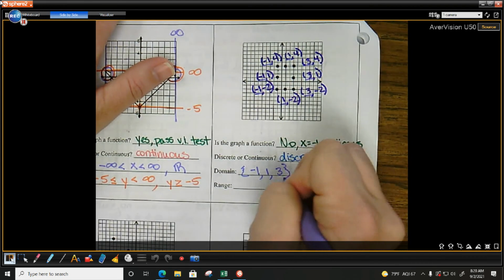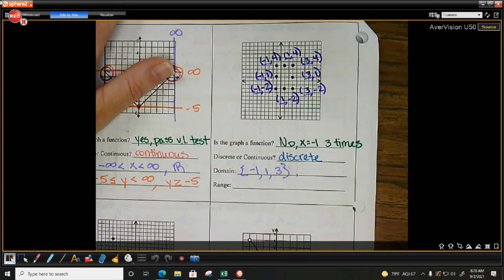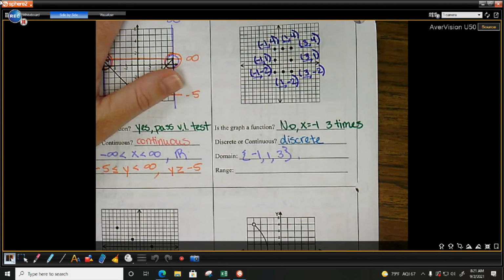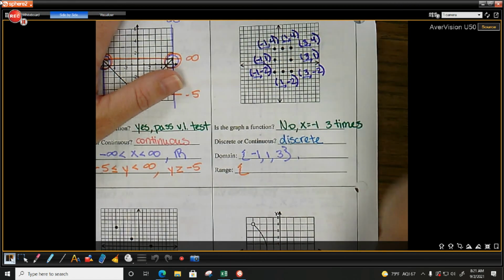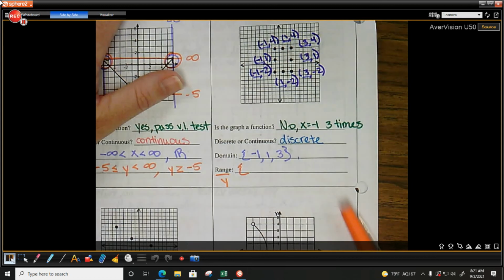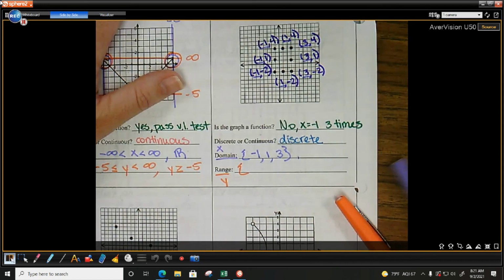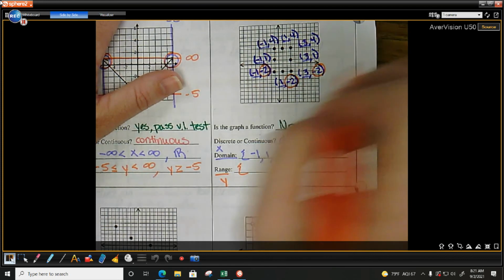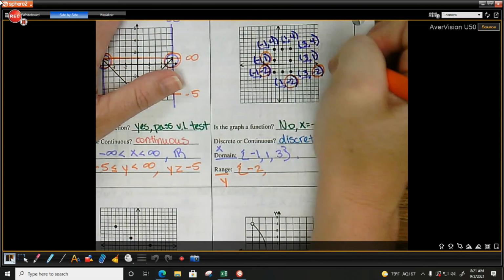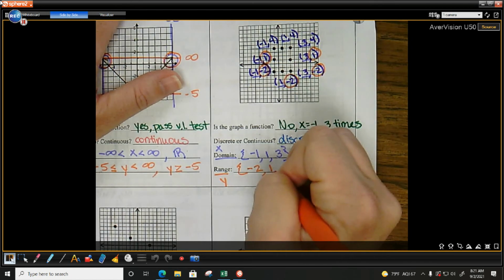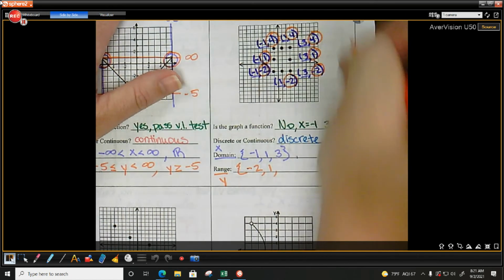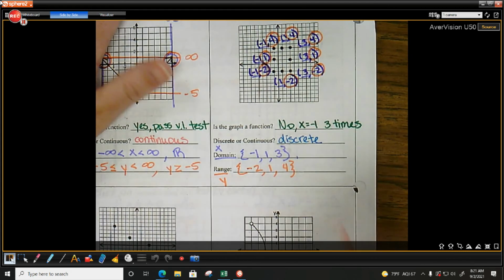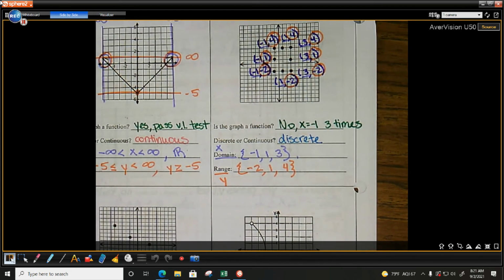Okay, next, range. Range is what? Y. I should put y and x above these. Okay. So what's my bottom y values? -2, then 1, then 4. Make sure you put your curly bracket at the beginning and the end. Okay. Good?